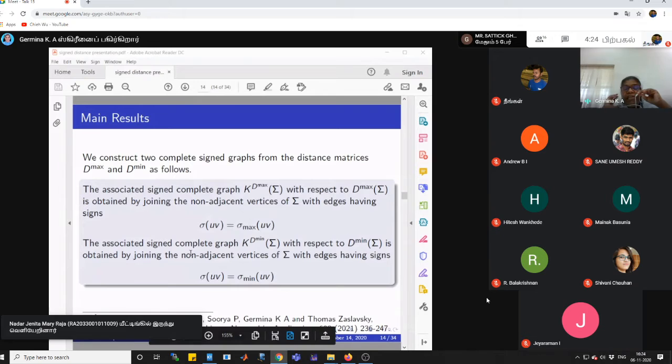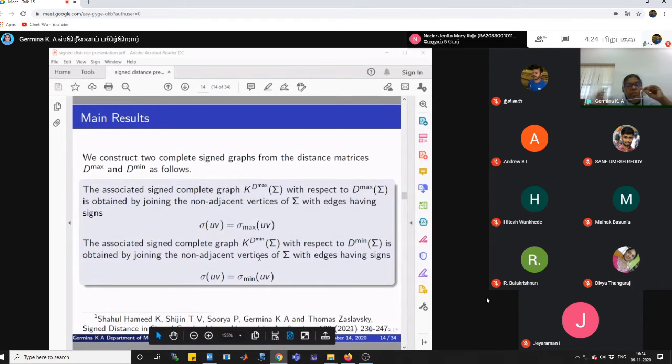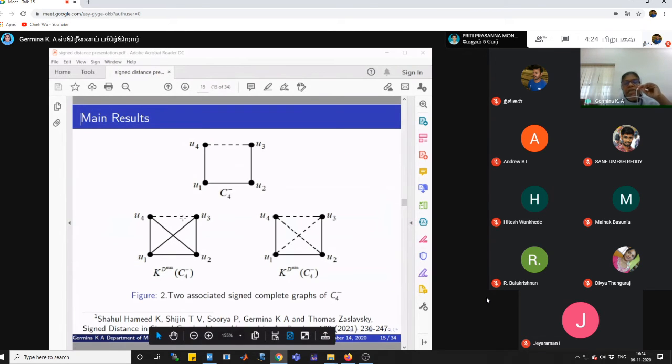Similarly, the associated signed complete graph K_D min of sigma, with respect to D min of sigma, is obtained by joining the non-adjacent vertices of sigma with edges having the sign sigma of uv equal to sigma min of uv. So since you have sigma max and sigma min, you have small d max and small d min, so you have capital D max and capital D min. So you have K_D max of sigma and K_D min of sigma. This is how it goes. It is a chain process. Let us look at this example.